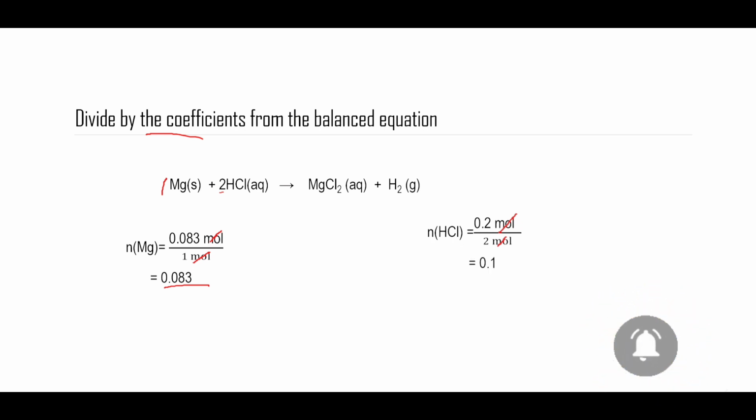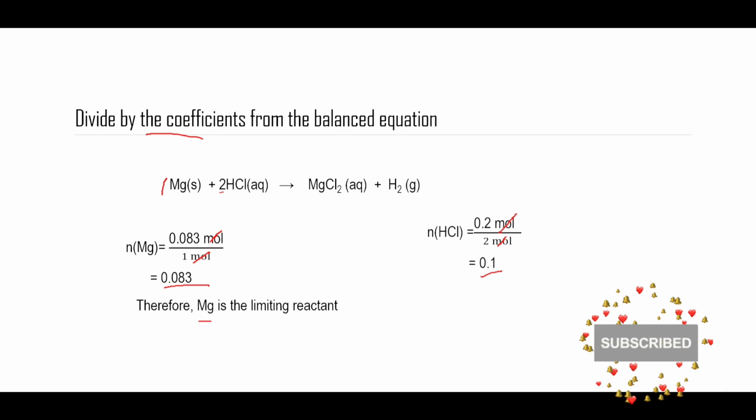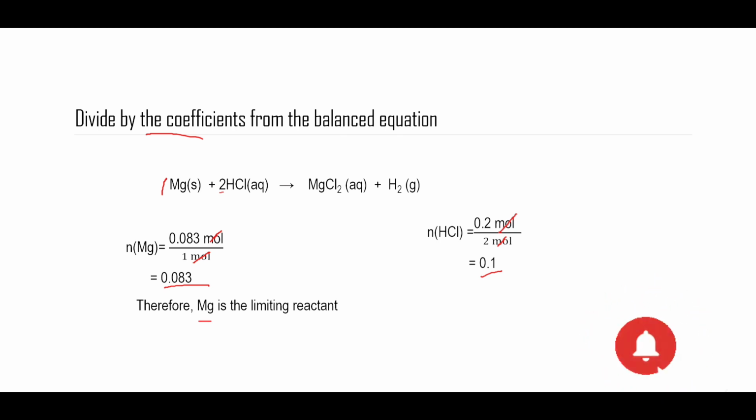From there, it is very important to look at the values that you have and compare them. A reactant with a smaller number is a limiting reagent. When you look at what we have, magnesium has a smaller number as compared to hydrochloric acid. So magnesium is the limiting reactant.